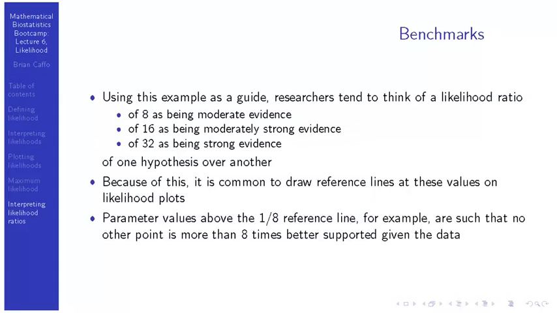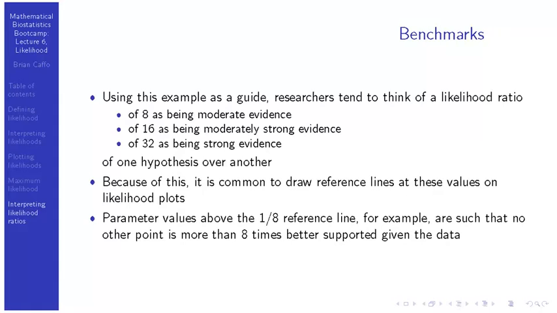So 8 is sort of being moderate evidence. The idea behind this is to use this coin flipping, an easy experiment that we can understand, to build up context for what likelihood ratios mean. So 8, sort of moderate evidence, it's sort of like getting 3 consecutive heads on a coin, right? 16 is being strong evidence. This is like getting 4 consecutive heads as evidence against the coin being fair. And then 32 is being quite strong evidence.